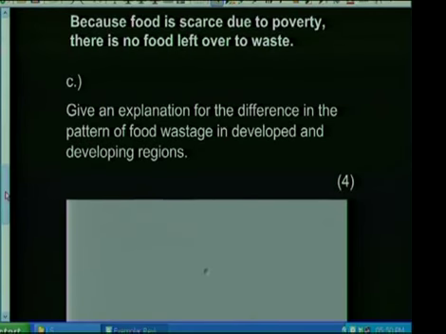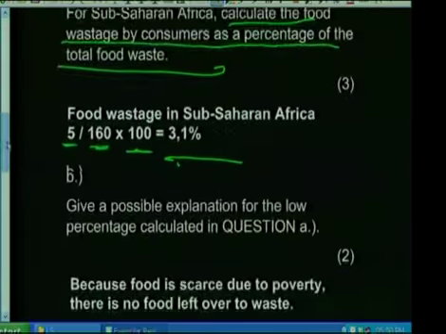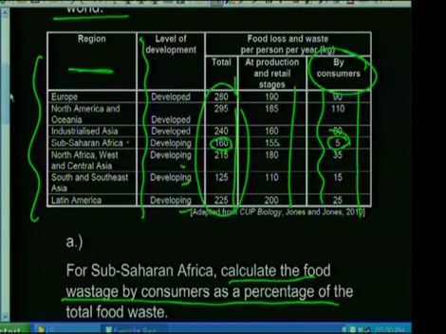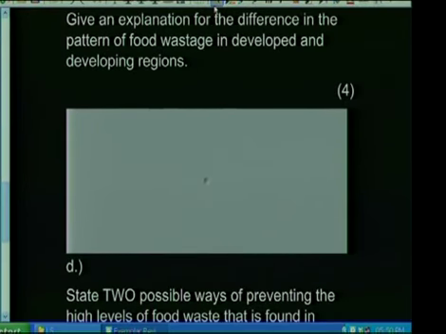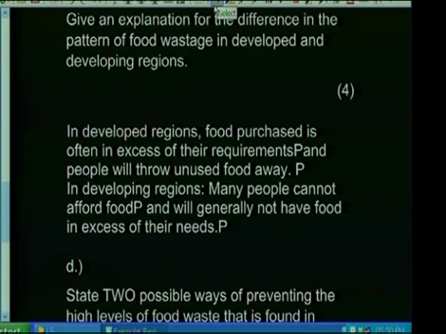Give an explanation for the difference in the pattern of food wastage in developed and developing regions. Developed and developing regions. And you'll find that there's more waste in developed nations, and they want to know why. First of all, in developing nations, food purchase is often in excess of their requirements. And remember, the P is a tick. The P in this case is a tick. Why? Because for some reason in the software transferring here, the tick is replaced by a P. So wherever you see the P there, you must know it was supposed to be a tick. A P in the wrong place, that's obviously not this P here in purchase. We're talking about a P that's in the wrong place there. It would be a tick.